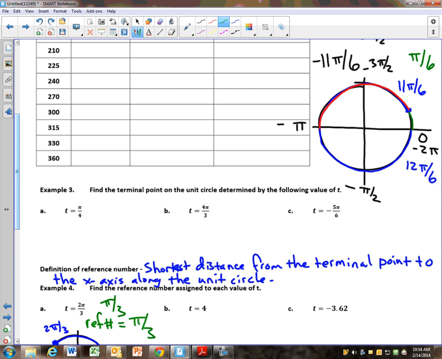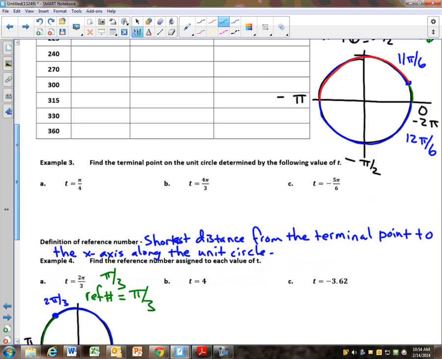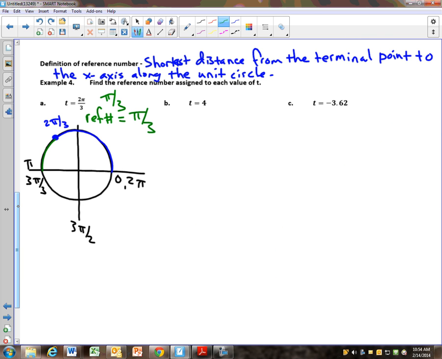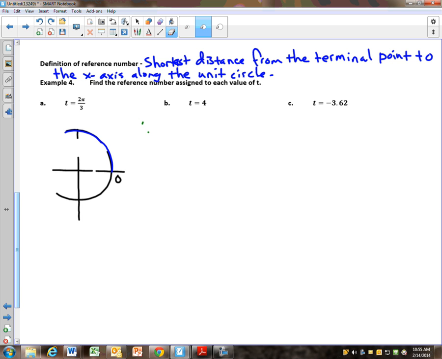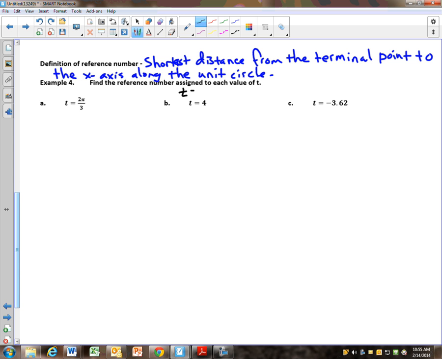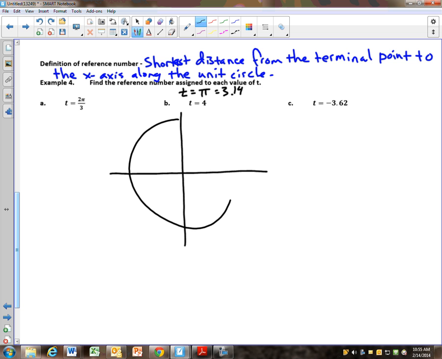Any other questions? Good question. All right. T equals 4. We'll do these two examples, and we'll be done for the day. T equals 4. What's different about that compared to the other ones? There's no pi. That's okay, because you could have t be equal to pi, which as a decimal is 3.14. So instead of labeling our x and y axis with pi, let's label it with decimals. And we can see where 4 ends up.